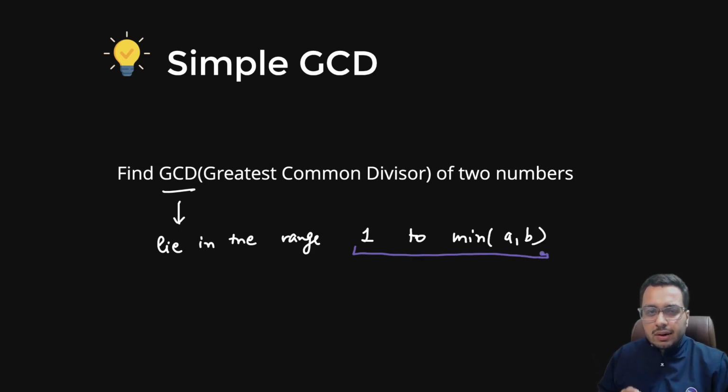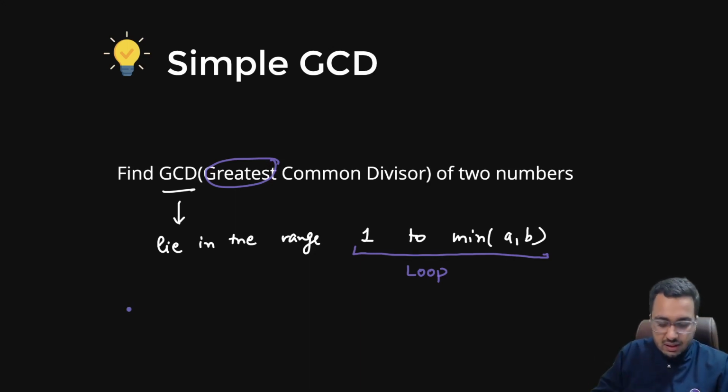So we are trying to build a very brute force logic for computing the GCD, okay? And we are going to try out all possibilities, what numbers can be a GCD of a given number. So this we know, and if we know this, we can easily iterate over this range using a loop. And now we want to find out the greatest number in this range which divides both A and B. So let us see how we will build this particular algorithm.